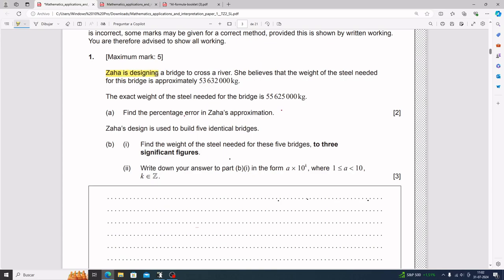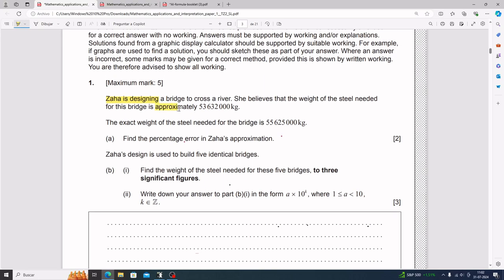Okay, Saha is designing a bridge to cross a river. Now, she believes that the weight of the steel needed for building this bridge is approximately this amount. On the other hand, we have the exact weight of the steel needed for the bridge, which is this amount, okay? And so, of course, Saha is a little bit off. And because she's a little bit off, for part A, there is a percentage error in Saha's approximation.